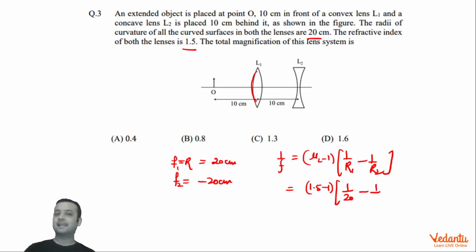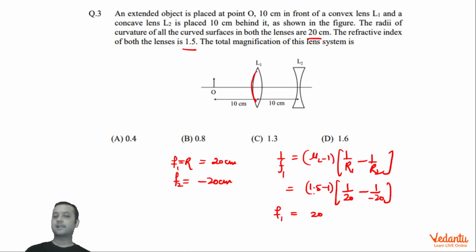R2 will be -20 because the center of curvature of this surface is on the left, whereas the incident ray is going towards the right. So you put this as -20. If you solve this, you get f as 20. You can see that this becomes 1 by 10 times 0.5, so f is 20 centimeters. This is f1.